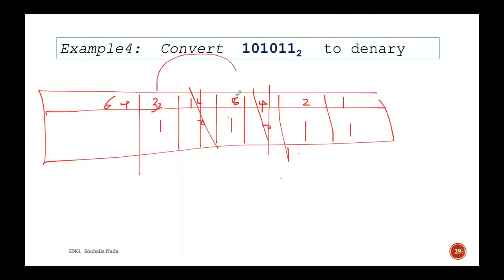32 plus 8 equal 40. 40 plus 2, 42. 42 plus 1, 43. So the correct answer is 43. Thank you, Salma.